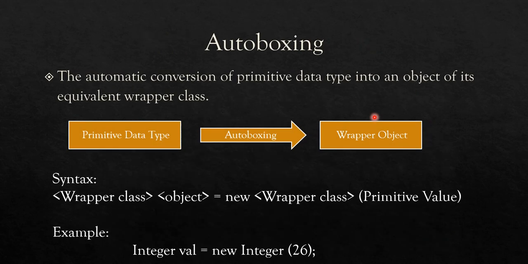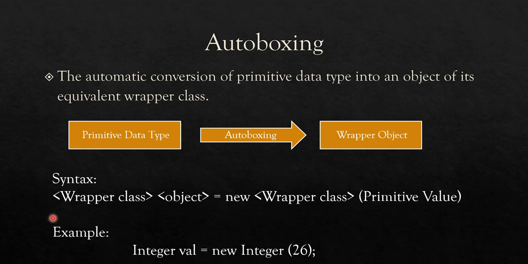Next, we are going to see the topic called autoboxing. What is autoboxing? It is the automatic conversion of a primitive data type into an object of its equivalent wrapper class. If you have a primitive data type which is converted into a wrapper class object, you call it autoboxing because it is done automatically.